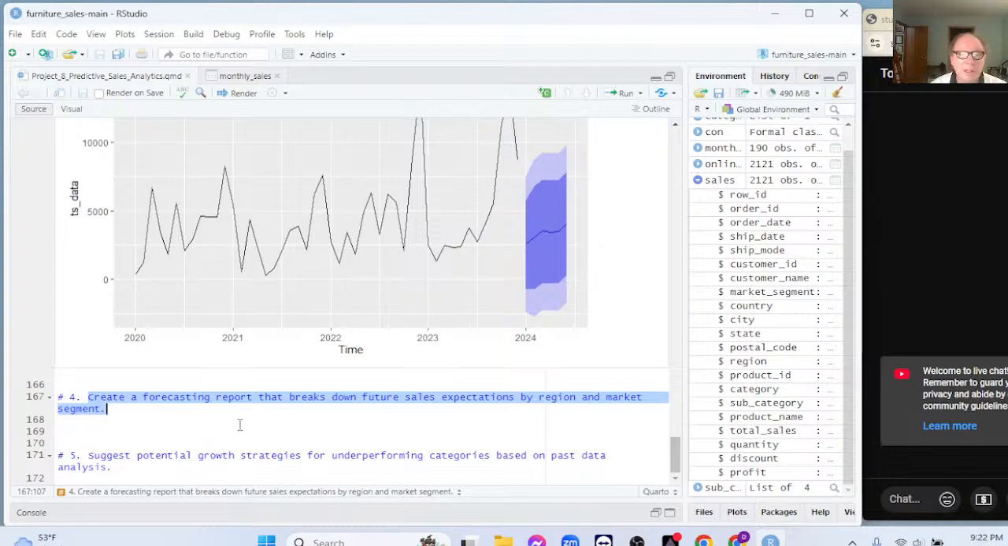Create a forecast report that breaks down sales expectations by region and market segment. Region and market segment.